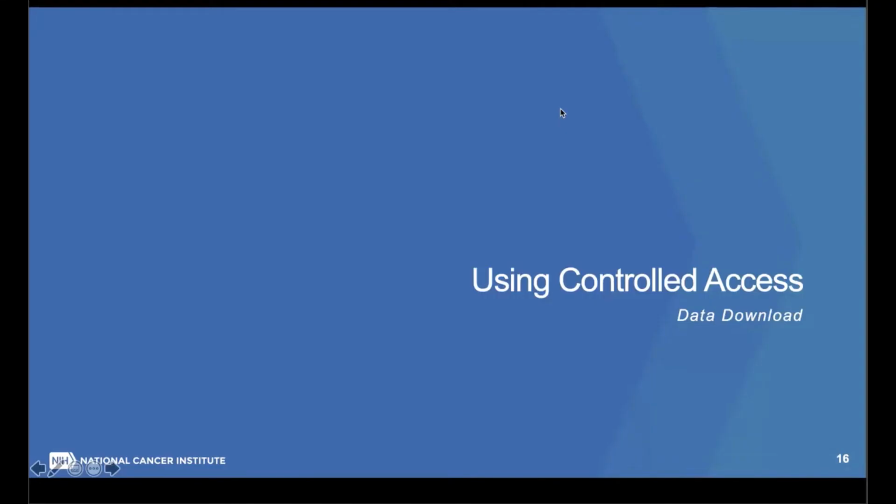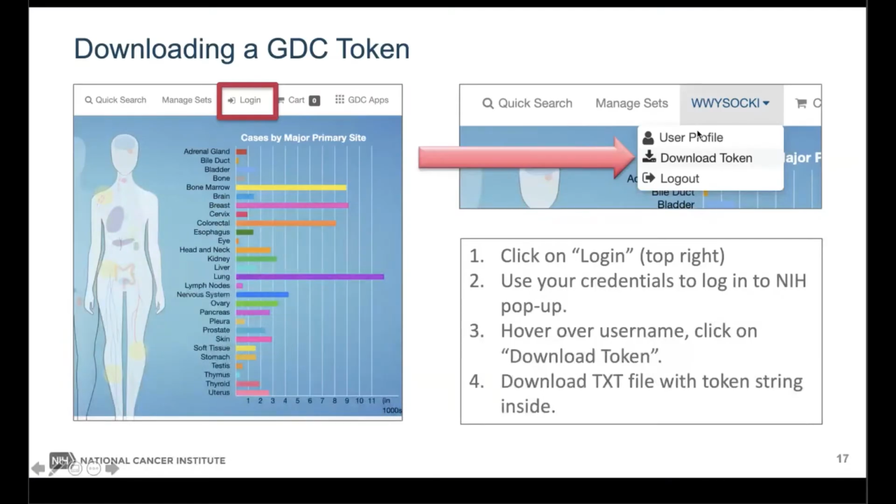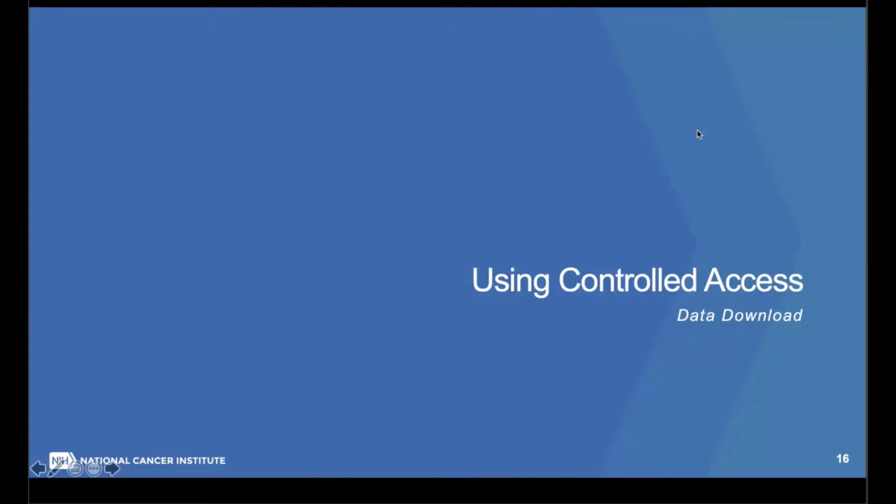So next, I'm going to talk about how to use controlled data in the GDC, and how to actually access things that are controlled. Everything I'm going to go through here, I'm going to show you on the presentation, but then I'm going to do a quick demo afterwards. So if you have any questions about that, hopefully the demo will answer it, but also happy to answer afterwards.